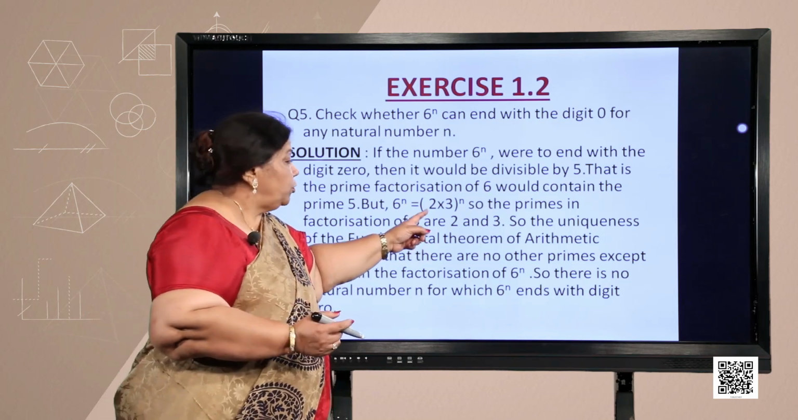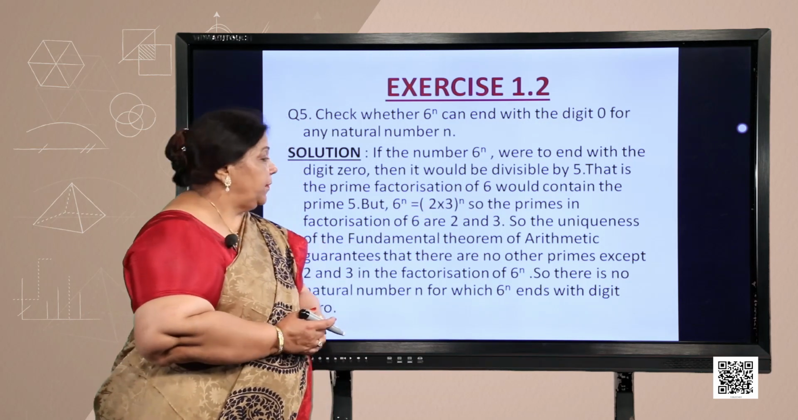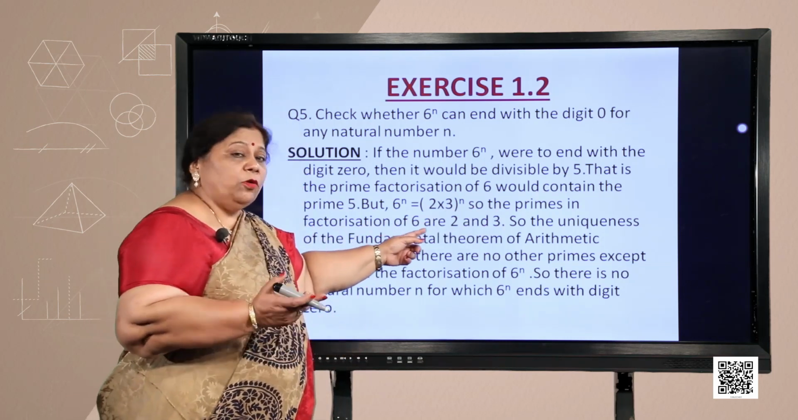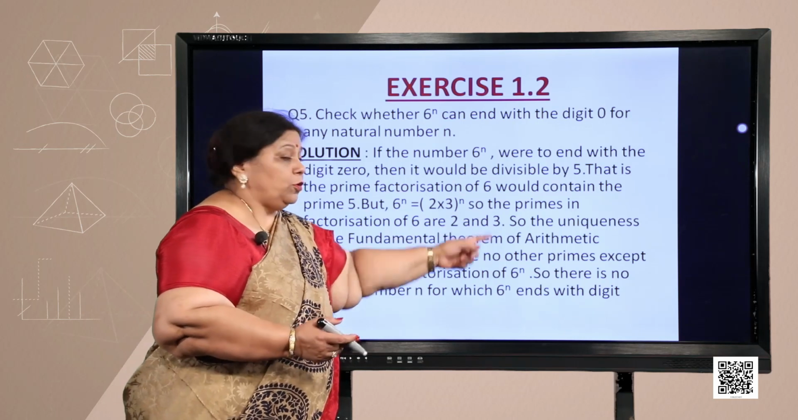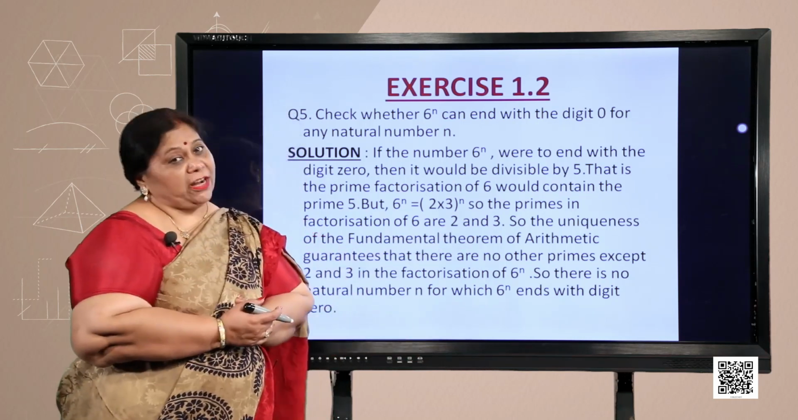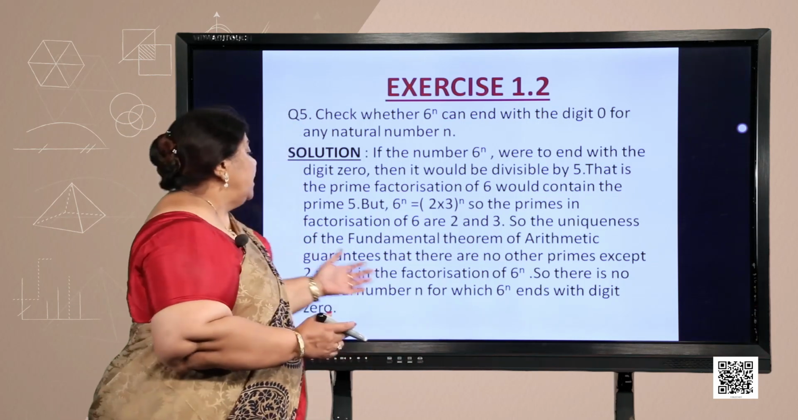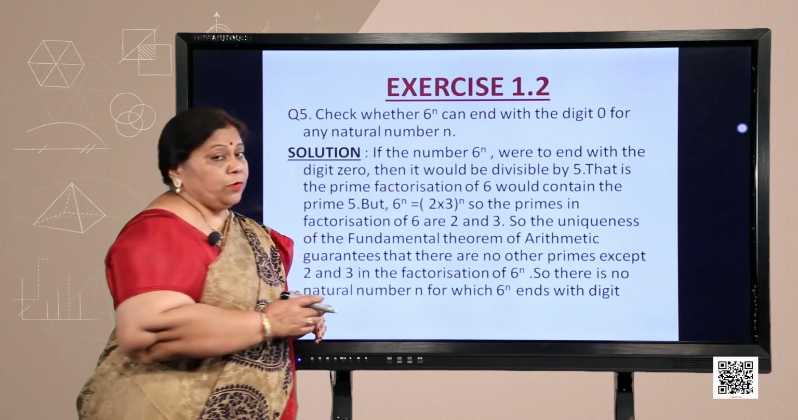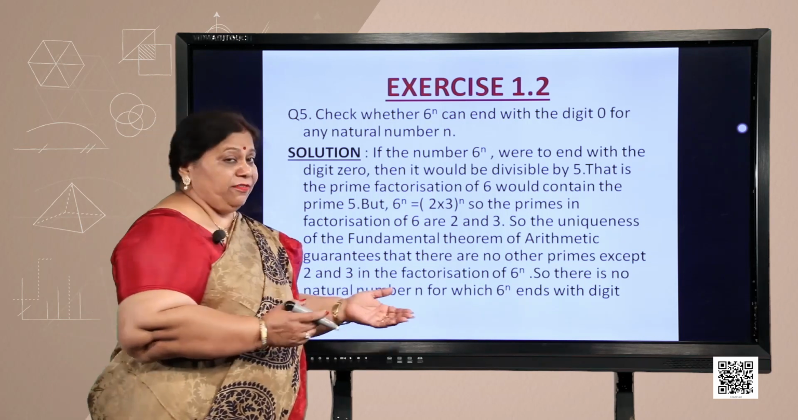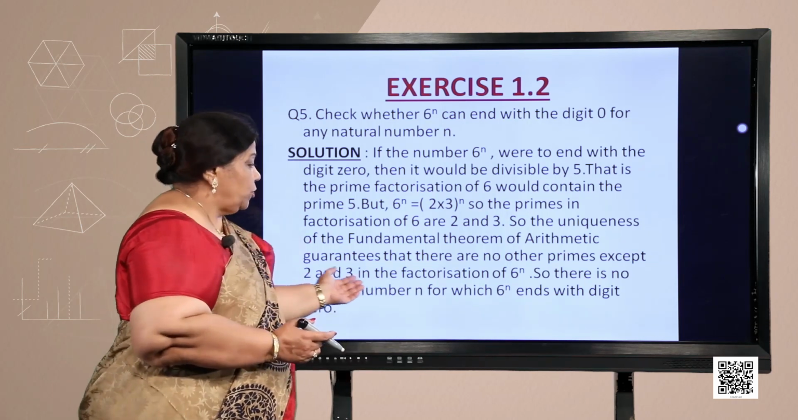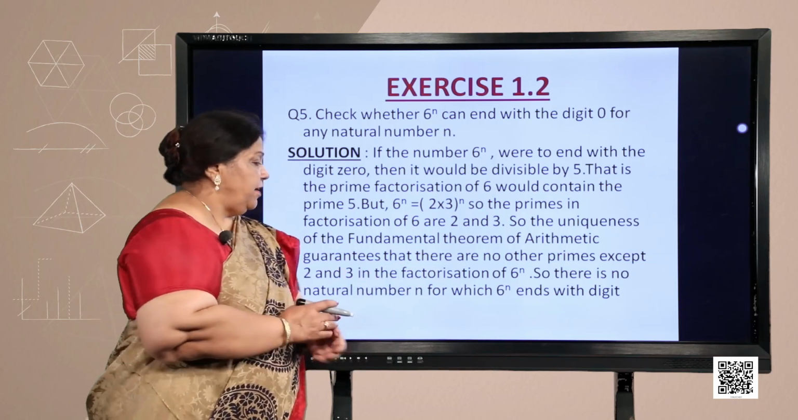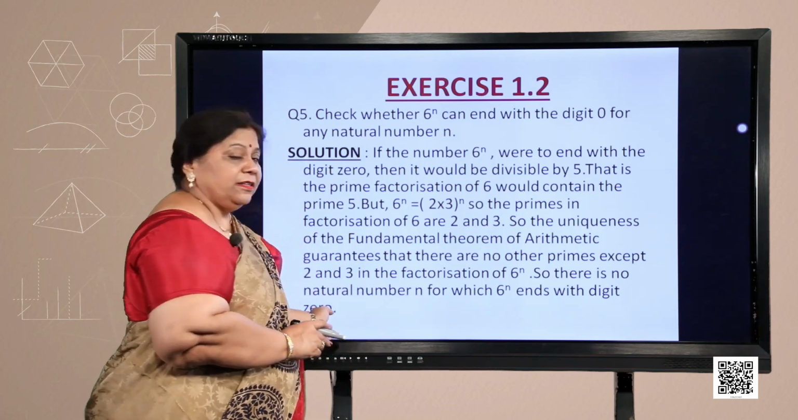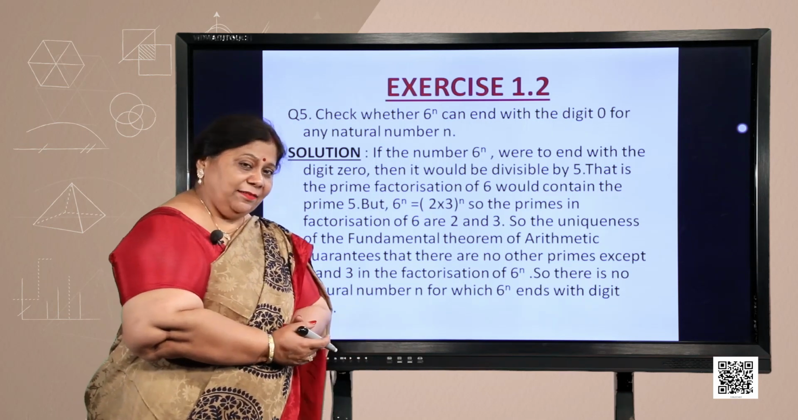What are they? 2 into 3 to the power n. So, the primes in the factorization of 6 are only 2 and 3. So, the uniqueness of the fundamental theorem of arithmetic guarantees that the factors of 6 to the power n are only 2 and 3 and not 2 and 5. Alright. So, there is no natural number n for which 6 to the power n ends with digit 0. I hope it is clear.